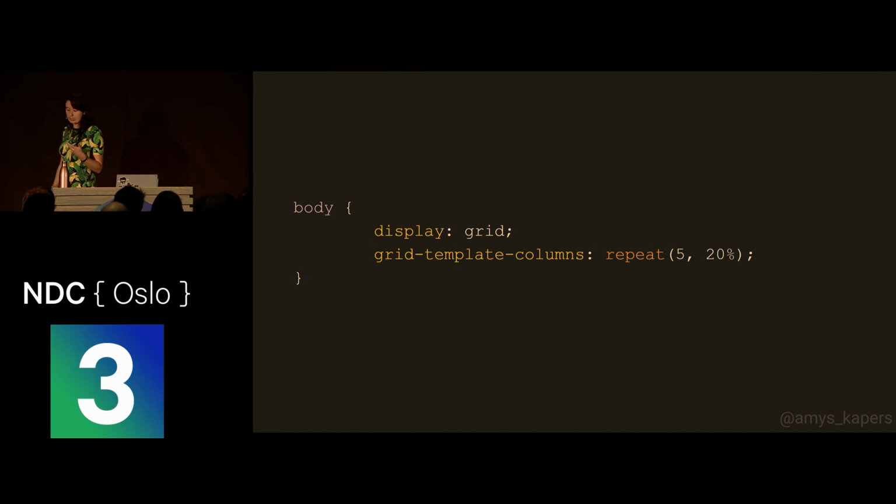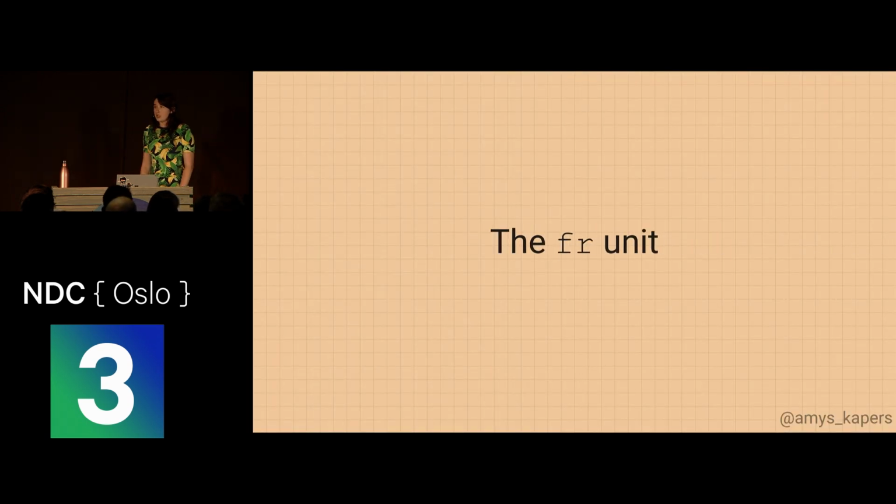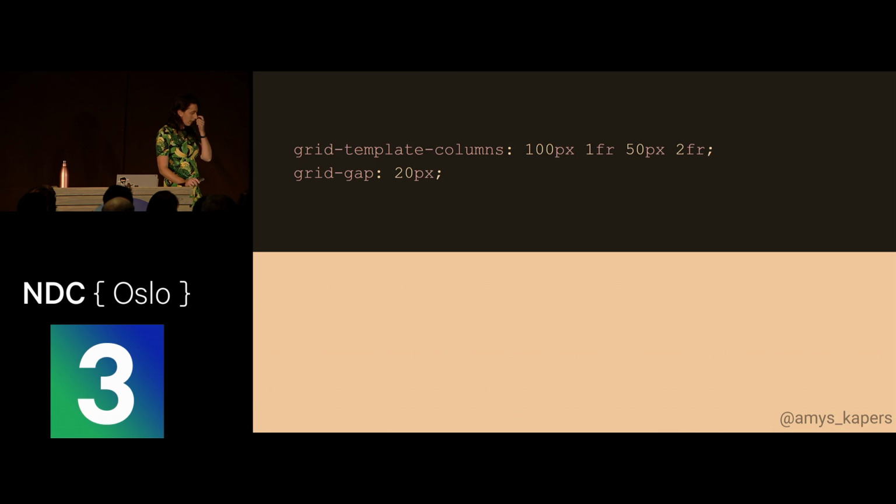But Grid also gives us access to something else new, the FR unit. Now, the FR unit works similar to Flexbox, if you're familiar with that, and for a lot of the time will replace where we're using %. It's a little bit difficult to explain, so I'm going to show you an example here where we're defining a grid with grid template columns of 100 pixels, 1 FR, 50 pixels, 2 FR. We also want to have a gap between each of those columns of 20 pixels. I'm going to touch more on the gap later.